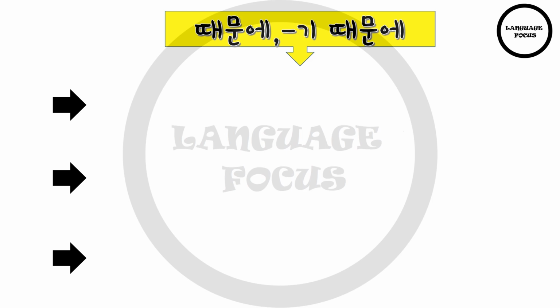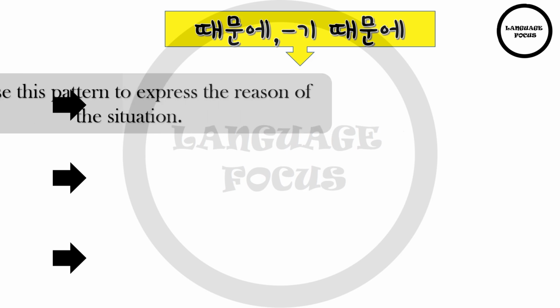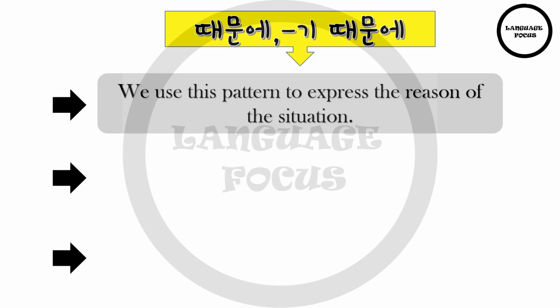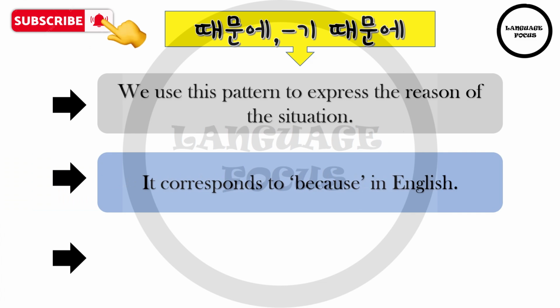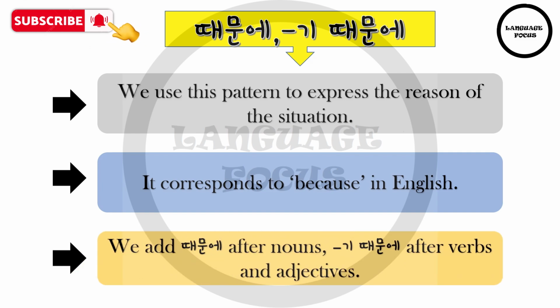때문에, 기 때문에. Thirdly, we use this pattern to express the reason of the situation. The next one corresponds to because in English. We add 때문에 after nouns, 기 때문에 after verbs and adjectives.